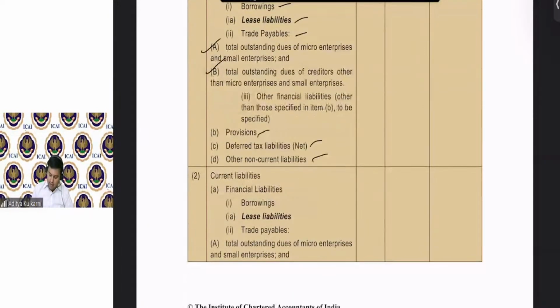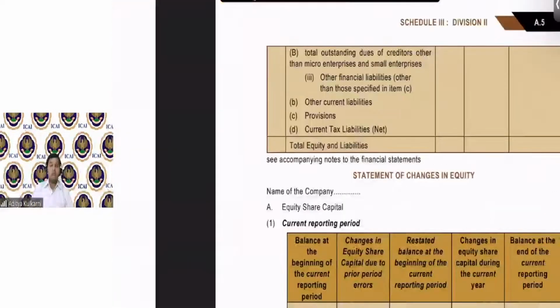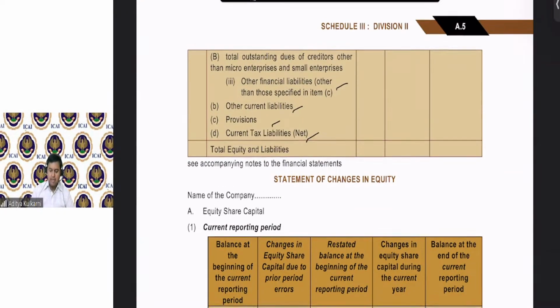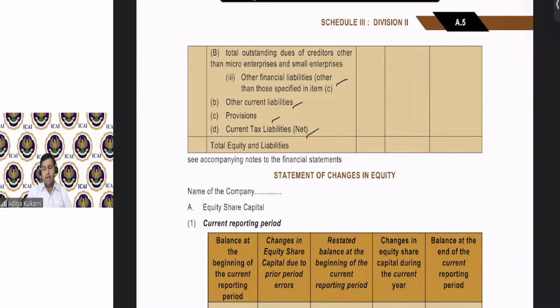Current liabilities, again, you have borrowings, lease liabilities, trade payables with the split between micro and small and other trade payables, other financial liabilities, other current liabilities, provisions, current tax liabilities, and total equity and liabilities.